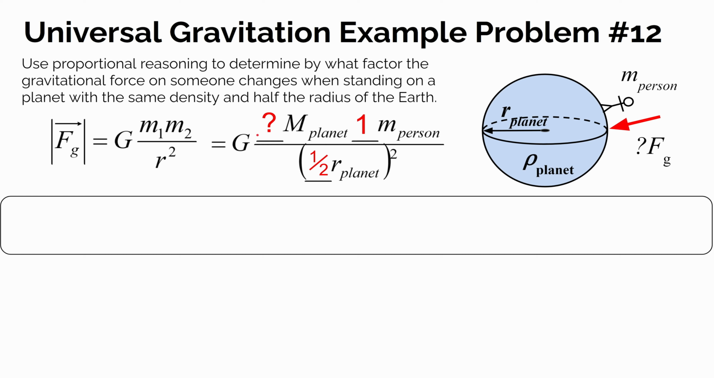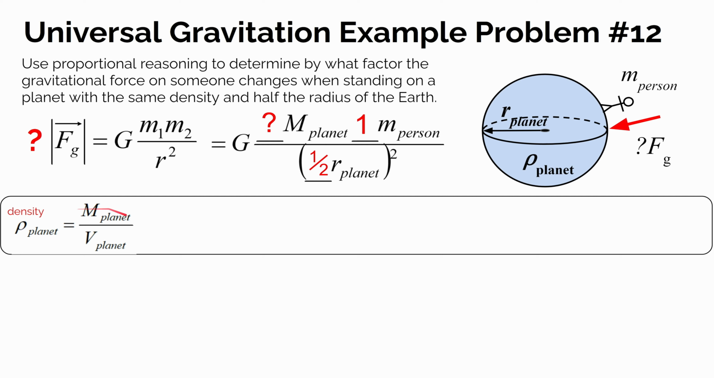So we need to figure out how much less mass this new planet has that has half the radius. Well, it says it has the same density as the Earth. So how does the mass of something relate to its density? Well, let's go to the density equation. The density of something is equal to its mass divided by its volume. So the density of a planet is equal to the mass of the planet divided by the volume of the planet. Let's rearrange this equation, our density equation, to solve for mass.